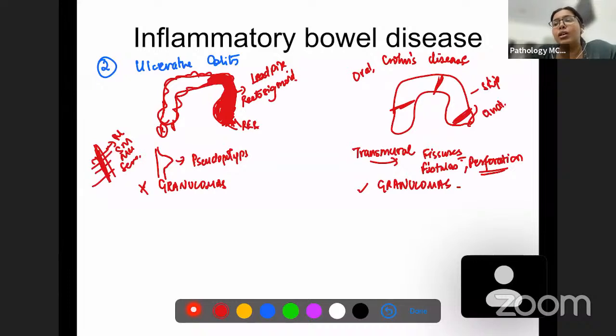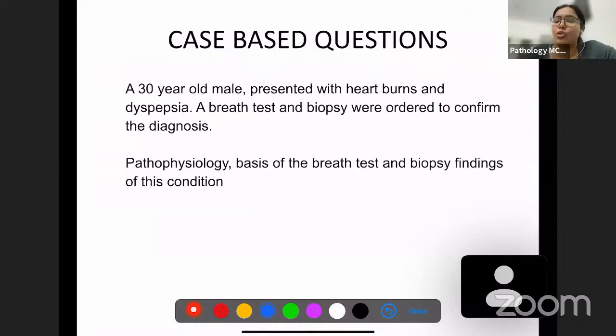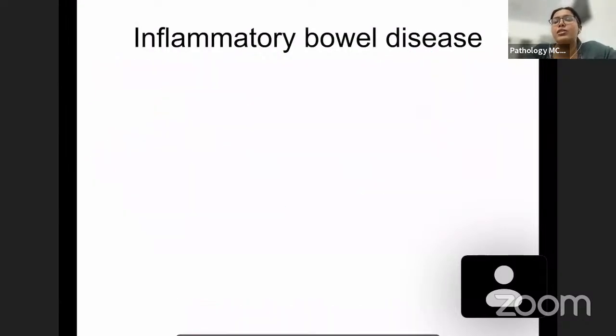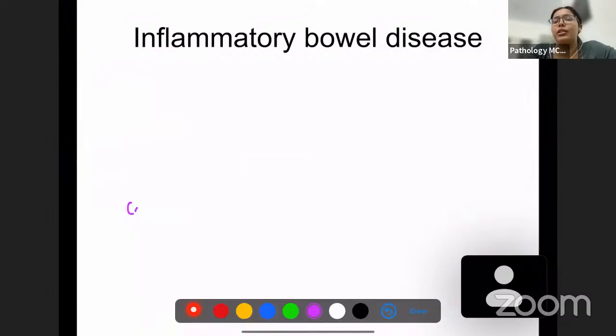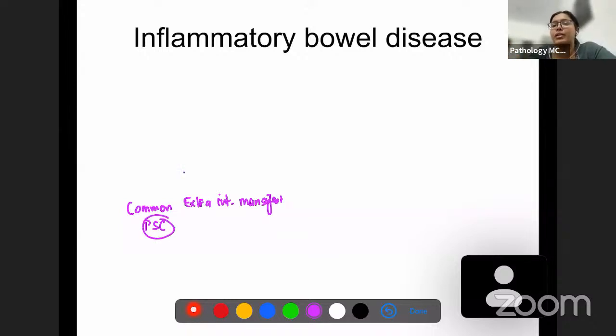Okay. Another important thing is extraintestinal manifestations. Extraintestinal manifestations are very common in ulcerative colitis. What are the commonest extraintestinal manifestations seen in ulcerative colitis? Primary sclerosing cholangitis, which can be seen in ulcerative colitis.